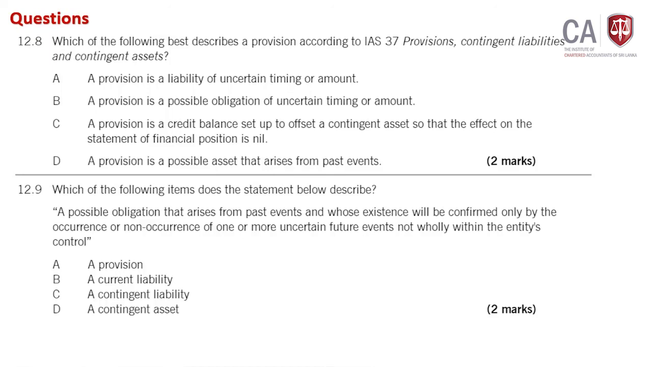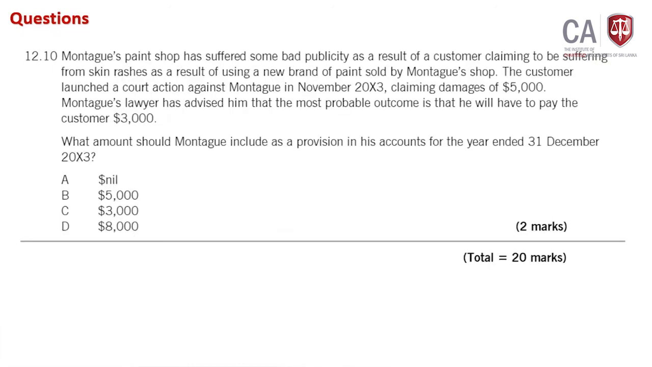Question number 9. Which of the following items does the statement below describe? There are 4 answers. Look at the statement first. A possible obligation that arises from past events and whose existence will be confirmed only by the occurrence or non-occurrence of one or more uncertain future events not wholly within the entity's control, which is what? Contingent liability, right?